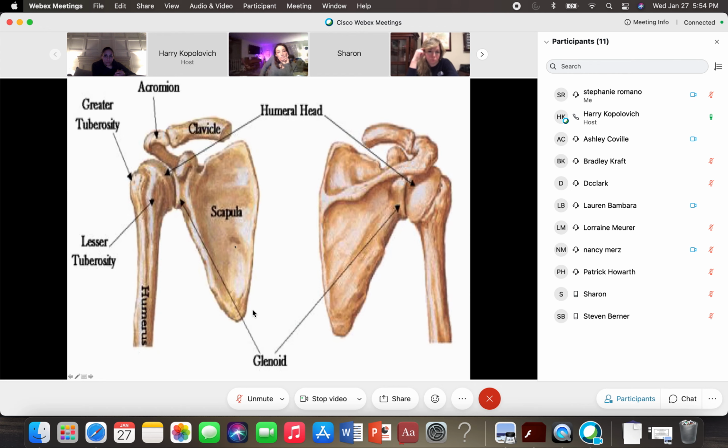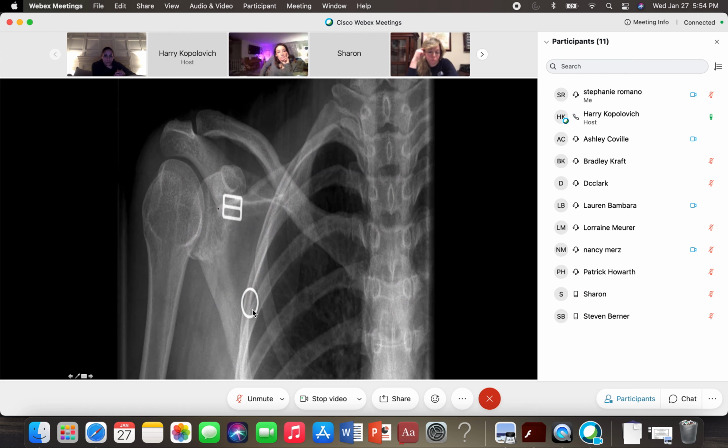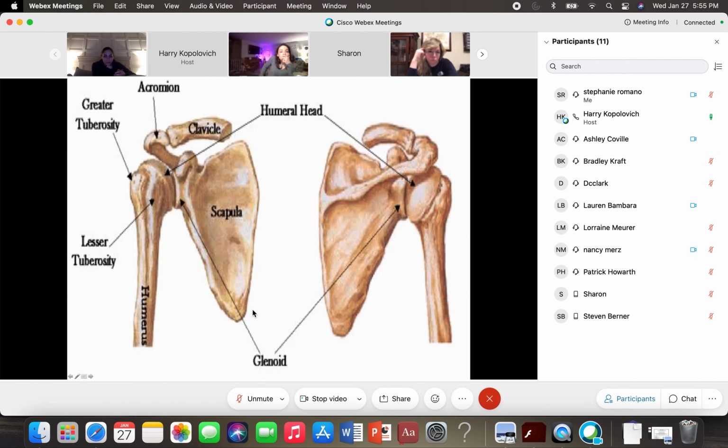So just going back to some anatomy. This is the scapula that we're seeing over here. This is the clavicle. This is the acromion, coracoid process, humeral head, and then the glenoid that we're seeing over here. So same thing: scapula, clavicle, acromion, coracoid, and then humeral head, with this being the greater tuberosity, lesser tuberosity, and then the humerus. And this is just a posterior projection of it.